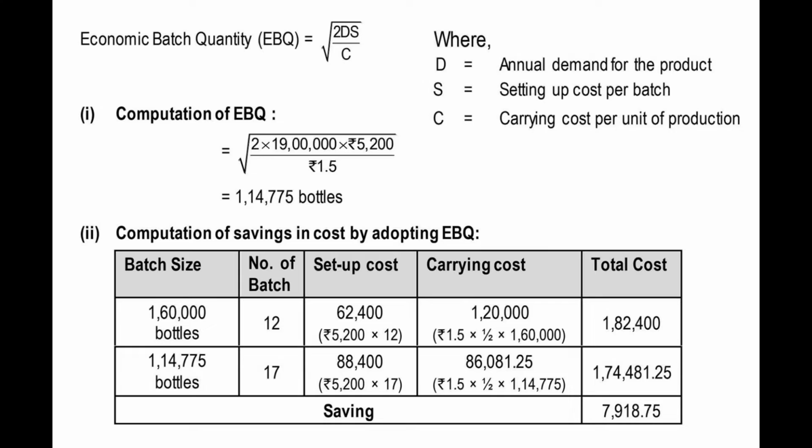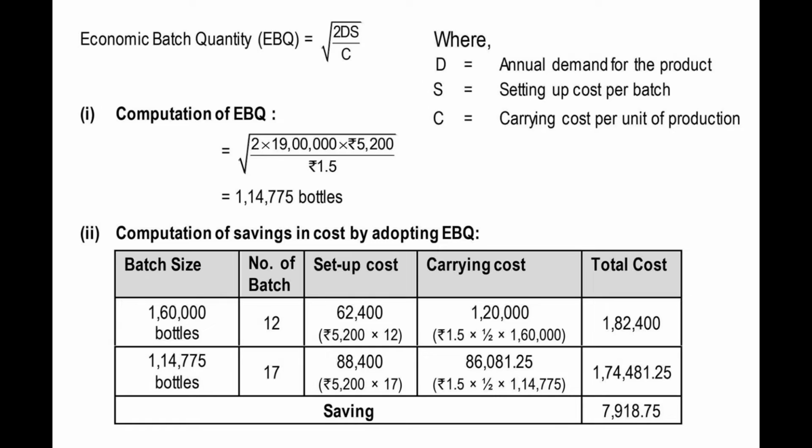5,200 is given in the problem as setup cost, and the number of batches we have already derived as 12. Multiply 5,200 with 12, then you will get a setup cost of rupees 62,400. Then go to the fourth column, carrying cost. Carrying cost should always be calculated on average inventory.